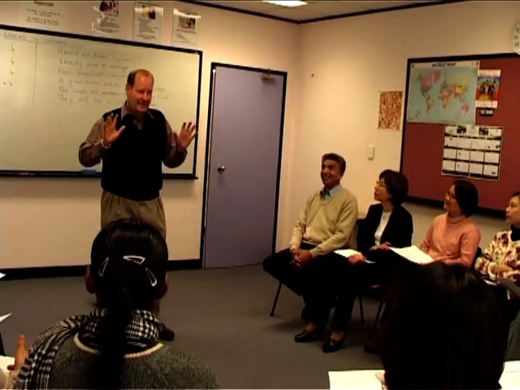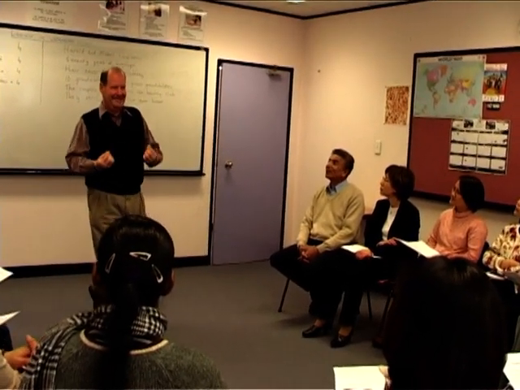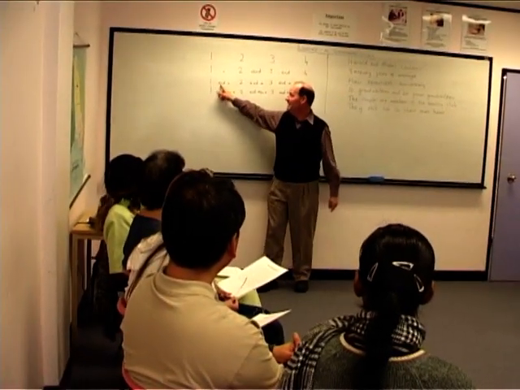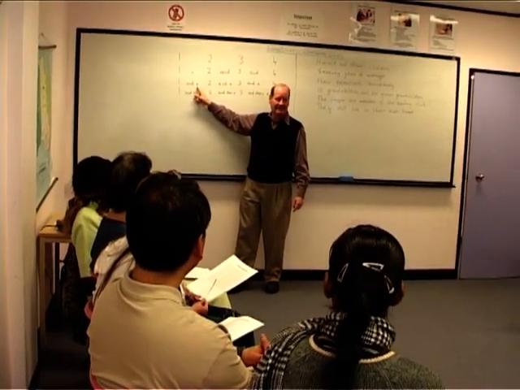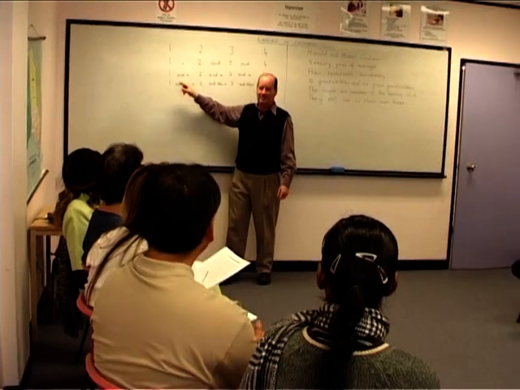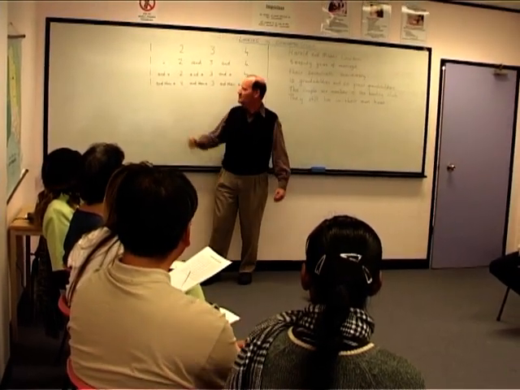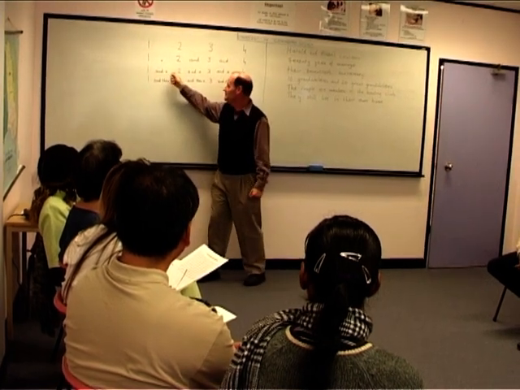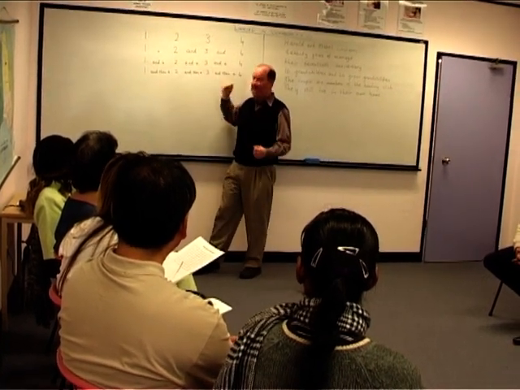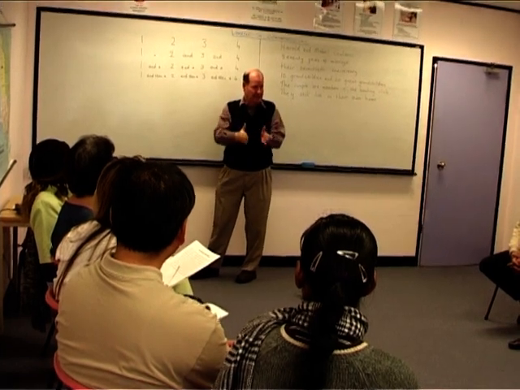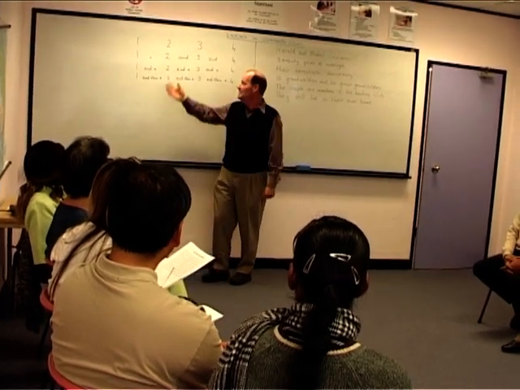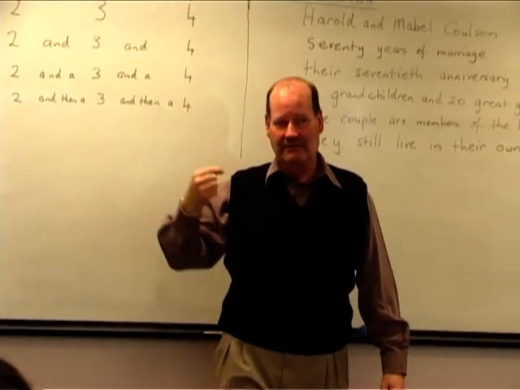Okay, what if we add in another word? What if we put this time and a? One, we can't say one and a, two and a, three, because we want people to hear 1, 2, 3, 4. And we want to keep the same rhythm. So, 1 and a 2 and a 3 and a 4.